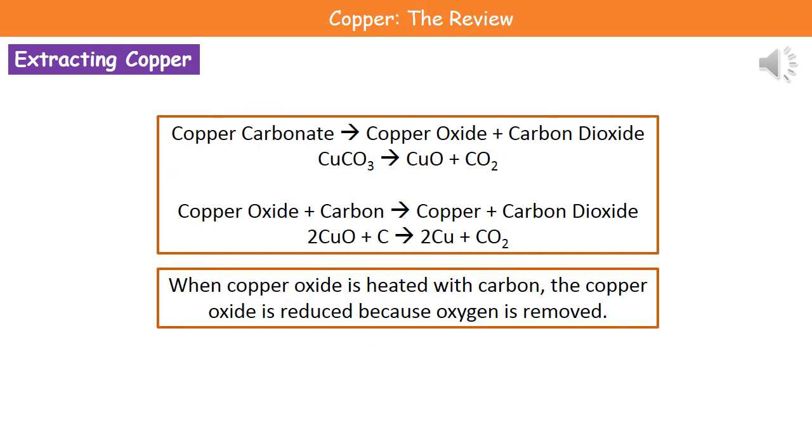So what we've got here then are a couple of word equations to show you what's actually happening. So first of all, if we've got our copper carbonate, which we heat up, then what we're going to find is we'll generate copper oxide and carbon dioxide through a thermal decomposition reaction. If we take the copper oxide and heat it with carbon, then we're going to make copper and carbon dioxide. So we've extracted that copper in a two-stage process.